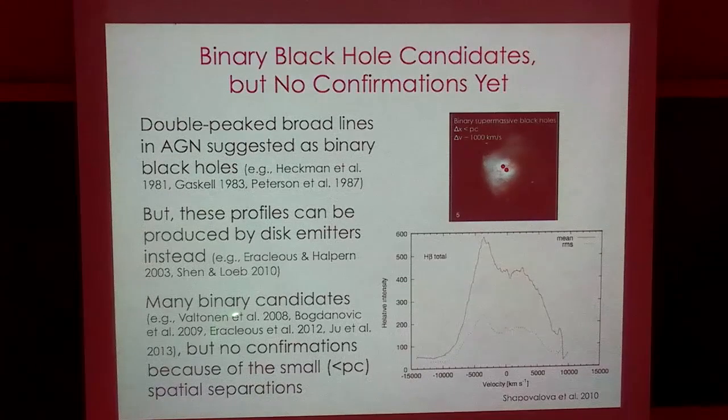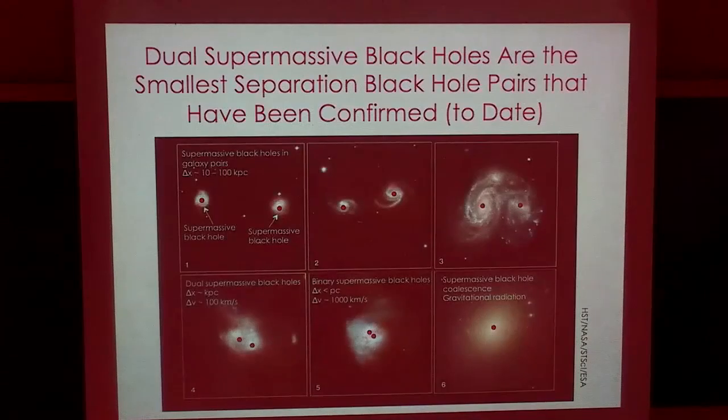So there are many, many candidates for binaries that have been found with a range of different observational techniques. But so far, there has been no spatial resolution and confirmation of the two separate black holes. So I focus on the dual phase instead of the binary phase, because this represents the smallest separation black hole pairs that we have been able to spatially resolve and confirm so far.